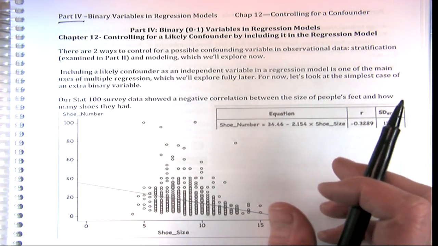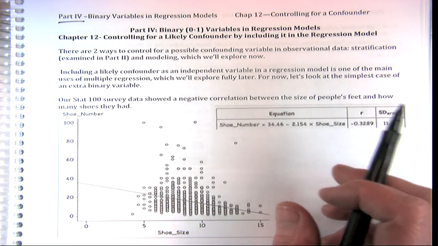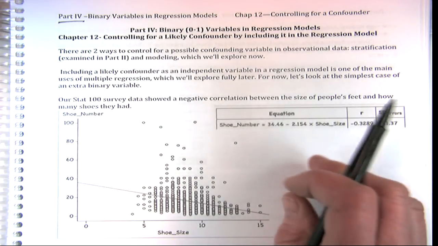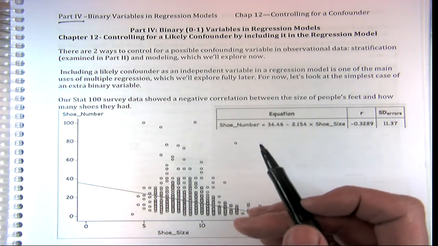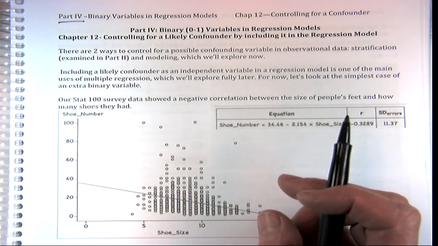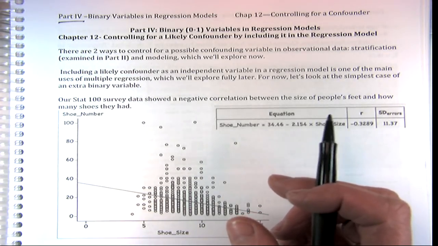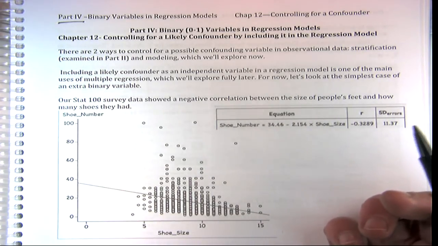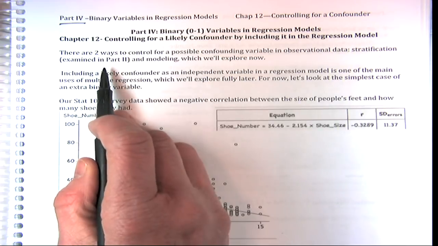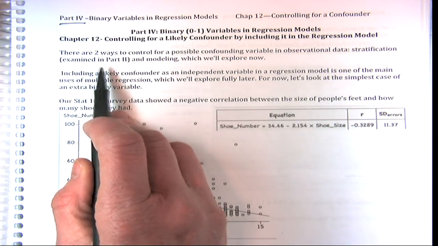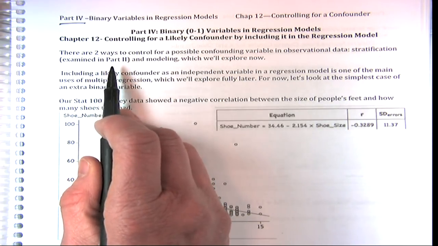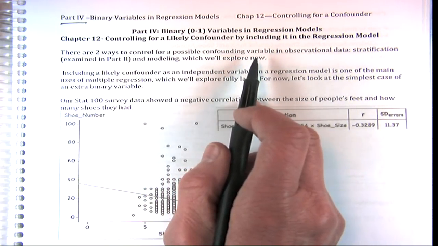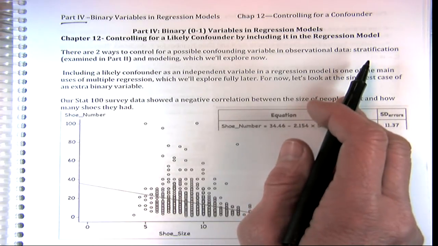stratification to control for a confounding variable can also be done by modeling, by adding whatever you think is the confounder as a covariate, as another predictor variable in your model. We talked about this in part 2, if you remember, that there were two ways to control for a possible confounding variable in observational data.